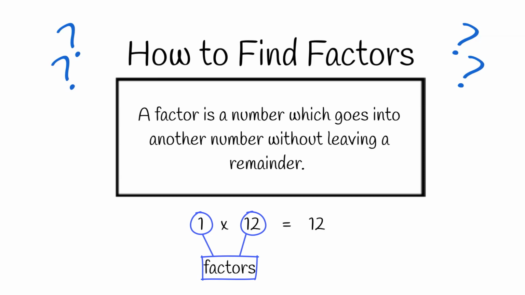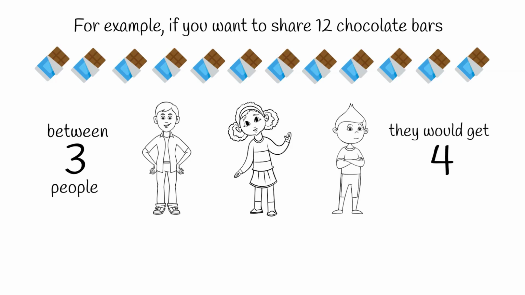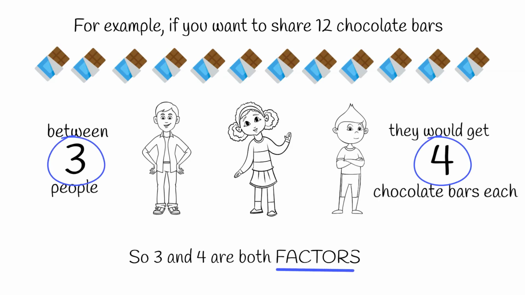Another way to think about finding factors is to imagine you're sharing something out and you can't have any left over. For example, if you want to share 12 chocolate bars between 3 people, they would each get 4 chocolate bars each. So 3 and 4 are both factors of 12.